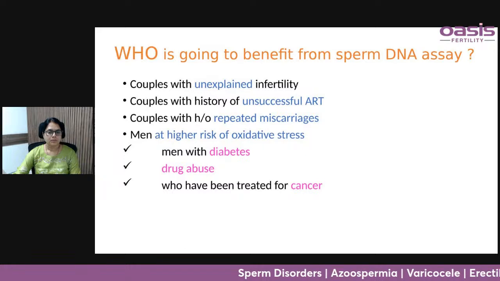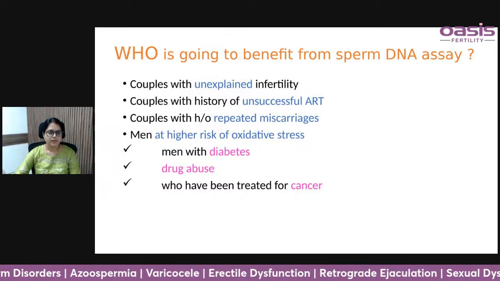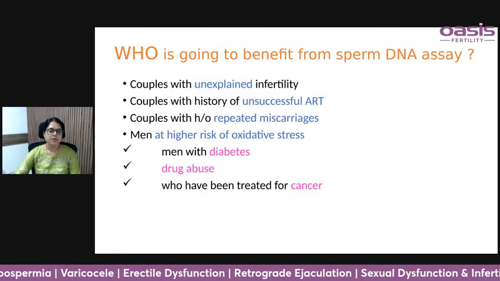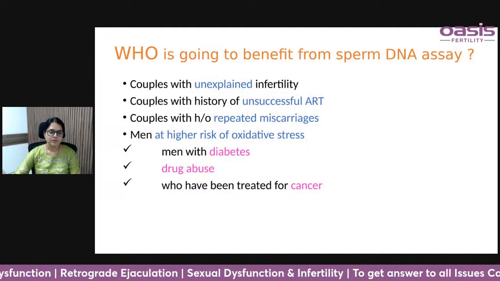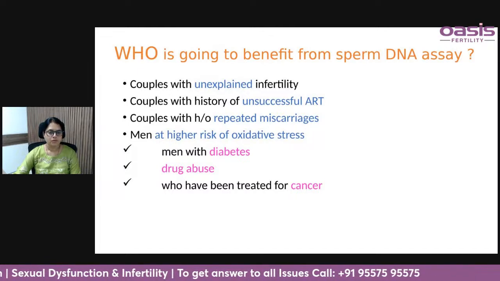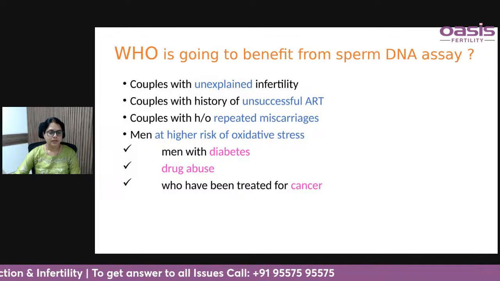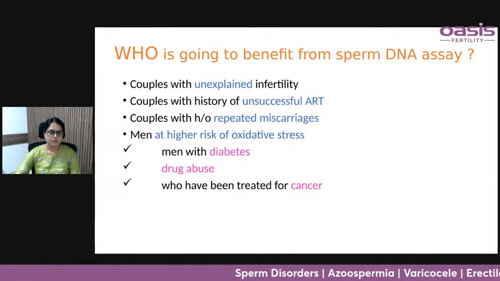Then, who are the couples who are going to benefit from sperm DNA assay? Couples with unexplained infertility, couples with history of unsuccessful ART in the past, couples with history of repeated miscarriages, men at higher risk of oxidative stress, like diabetic patients, drug abuse patients, and those who have been treated for cancer. Those all benefit from the DNA fragmentation assay test.